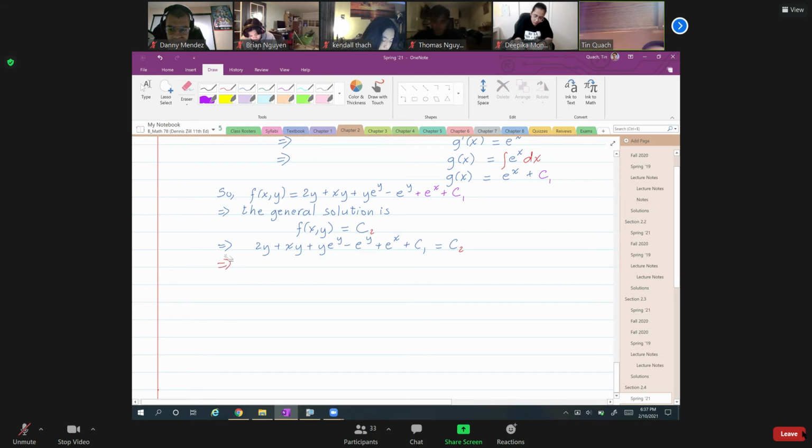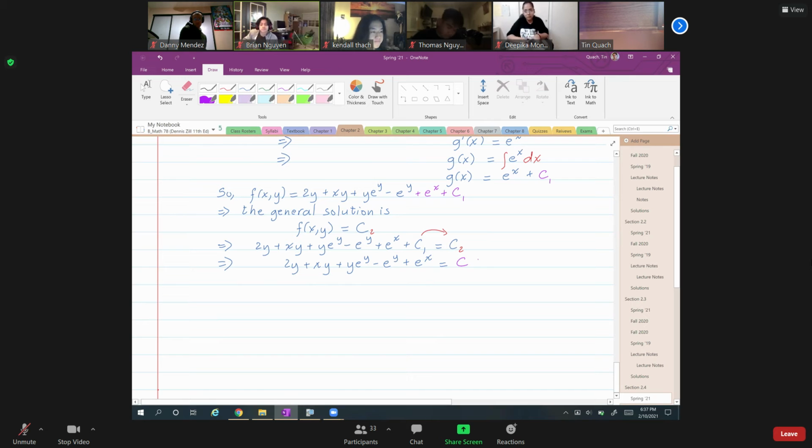So that gives you 2y plus xy plus y e to the y minus e to the y plus e to the x. And then you're going to move this c sub 1 to the right. So c sub 2 minus c sub 1 is c. Okay, so that is the general solution.